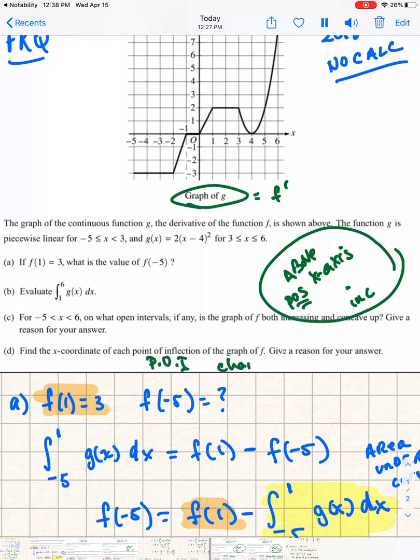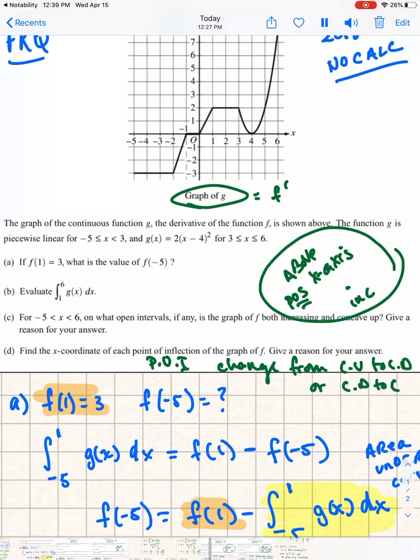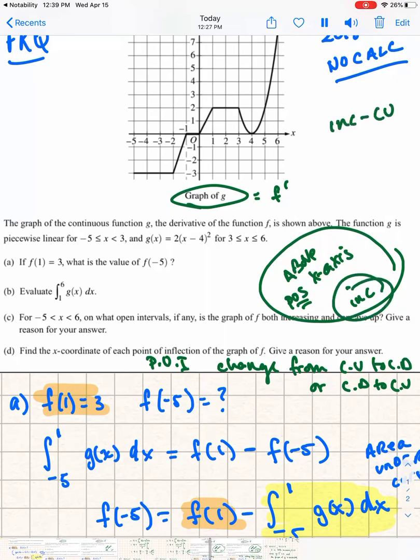Points of inflection have to change from concave up to concave down, or down to concave up. So the other thing is, knowing that this is f prime, really we are talking about increasing and decreasing. If it is increasing, we know it's concave up. If it is decreasing, we know it is concave down. Okay, so points of inflection are going to be where it changes from increasing to decreasing.